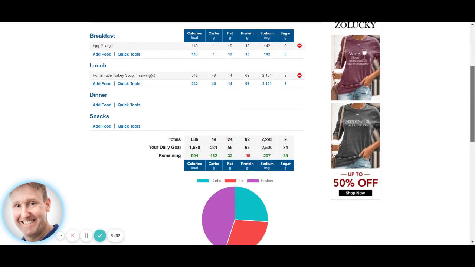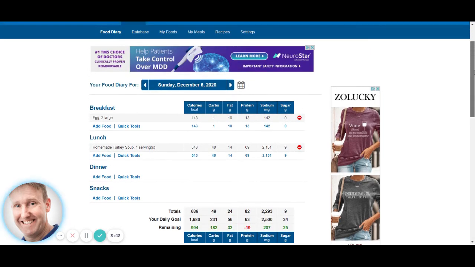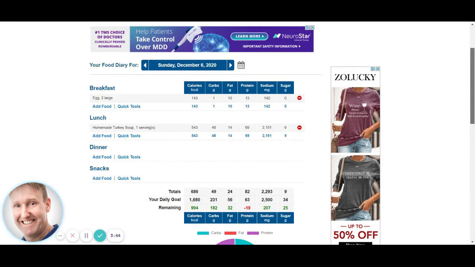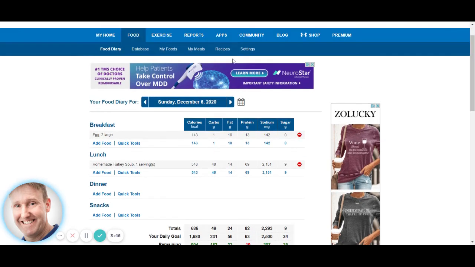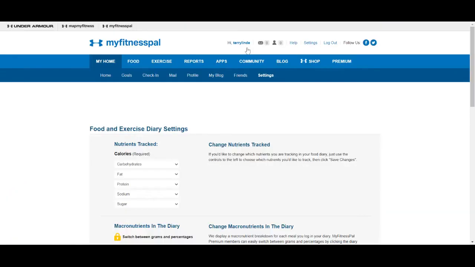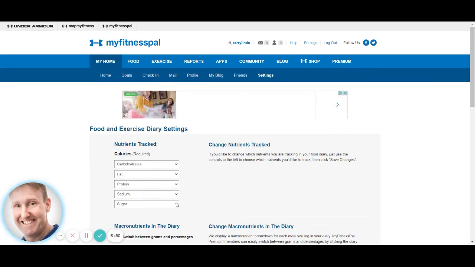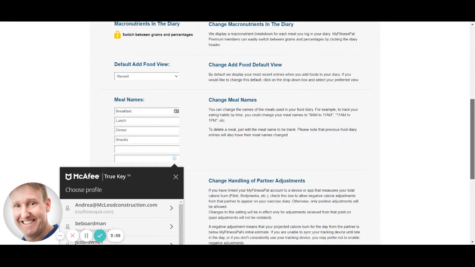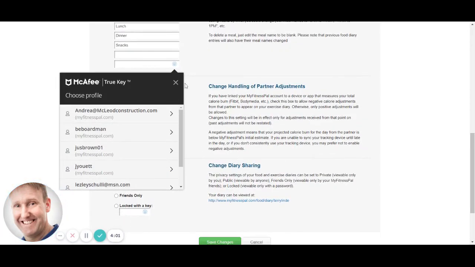The other thing to look at here is the sodium content is very high. Now, how this is set up, it shows sodium and sugar. So what you would do in this particular case is go into your settings, and you can change what the 5 nutrients that are tracked. So if we change this to potassium, then come down and hit Save Changes.